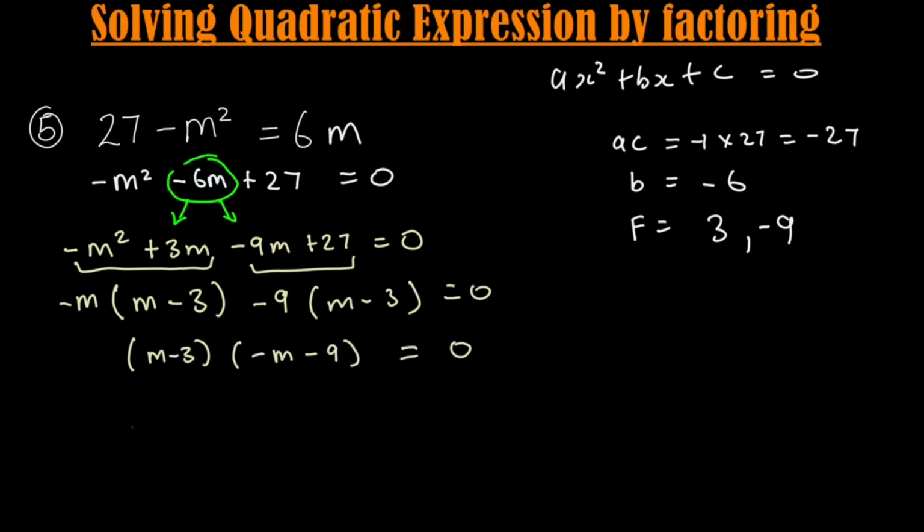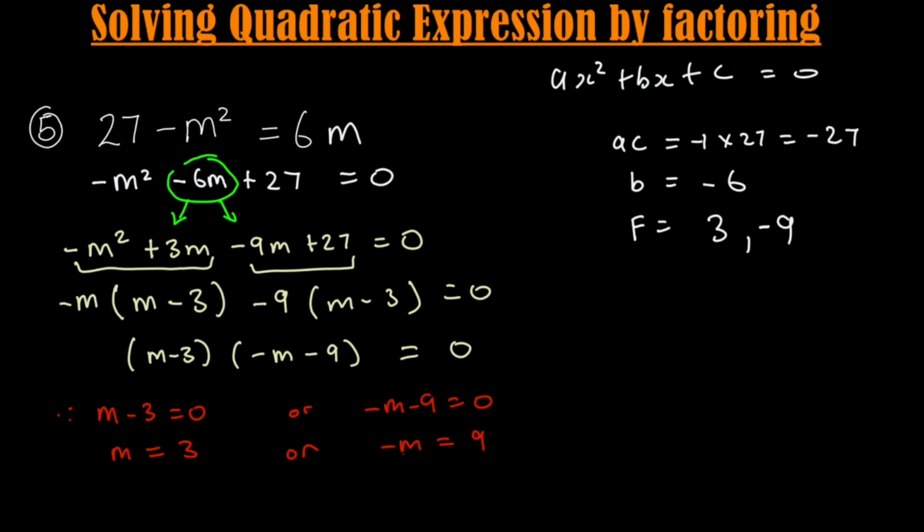We can find the values of m. So therefore, m minus 3 is equal to 0, or negative m minus 9 is equal to 0. So I want to get m by itself, so m is equal to positive 3, because we add 3 on both sides, or negative m is equal to positive 9. So we're not finished, because we have a negative m here.